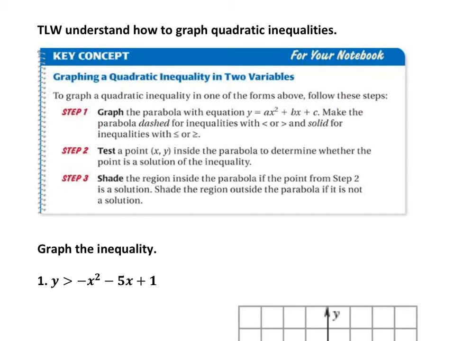Step 1. Graph the parabola with the equation y equals ax squared plus bx plus c. Make the parabola dashed for inequalities with less than or greater than, and solid for inequalities with less than or equal to or greater than or equal to.